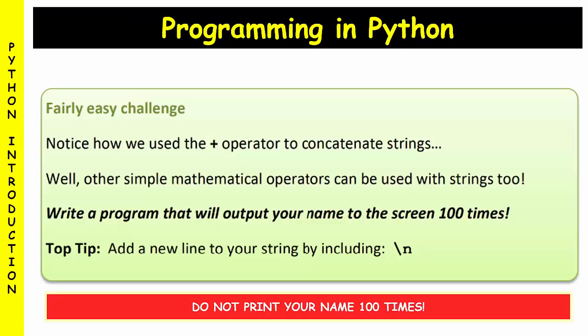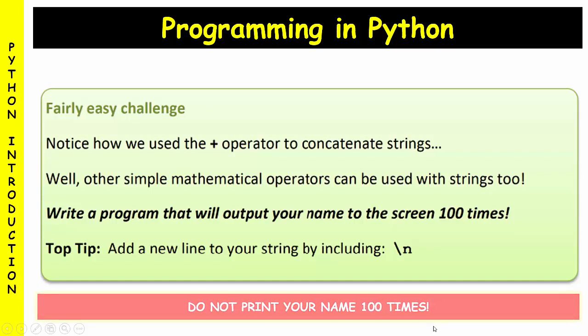It's time to challenge yourself and see what you've learned. The answers to these challenges will be posted in the next video. So the fairly easy challenge. Notice how we use the plus operator to concatenate strings. Well, other simple mathematical operators can be used with strings too. So what I want you to do is write a program that will output your name to the screen 100 times. And the top tip for this task is add a new line to your string by including the backslash n. And finally, do not print your name 100 times because that will be classified as cheating.